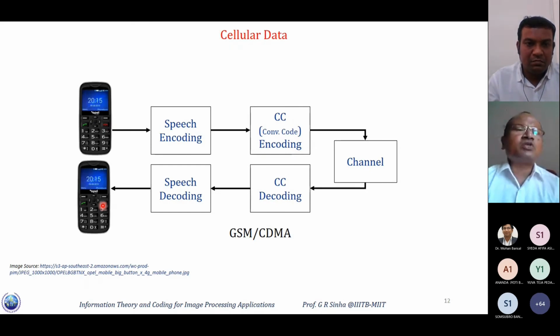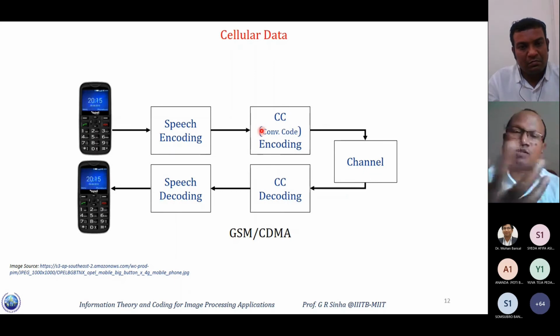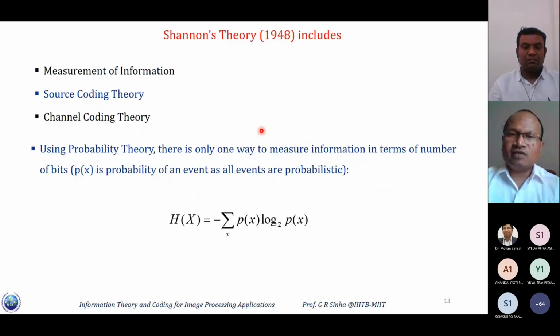This is an example of cellular data. Cellular data means your data is speech. You can use any speech encoding as a source encoding method. You can use another encoding method for the channel encoding, and again the process can be reversed. This can be applied to GSM or CDMA data or any cellular data.